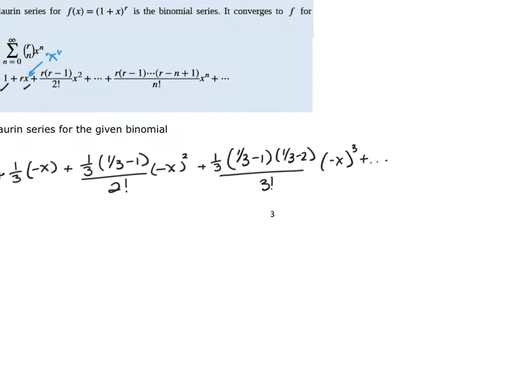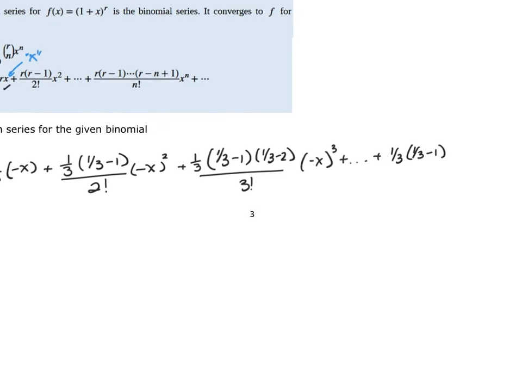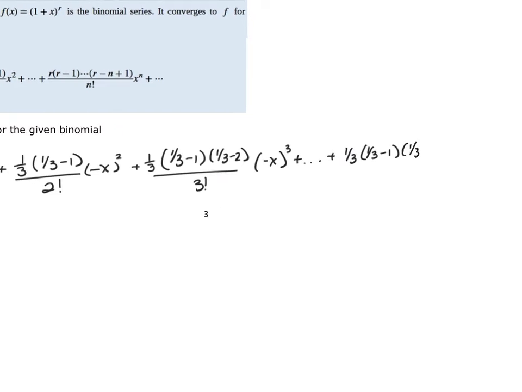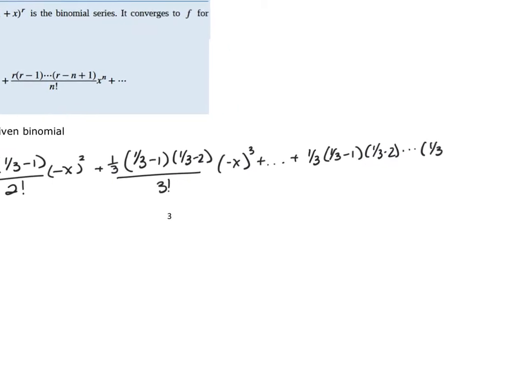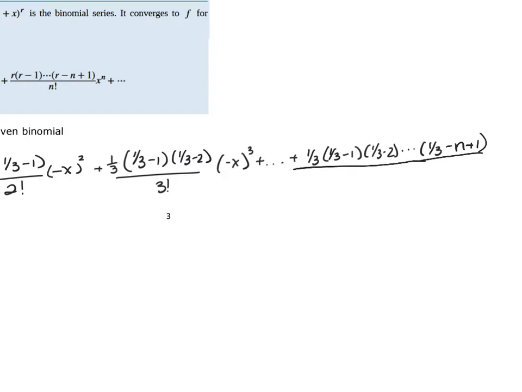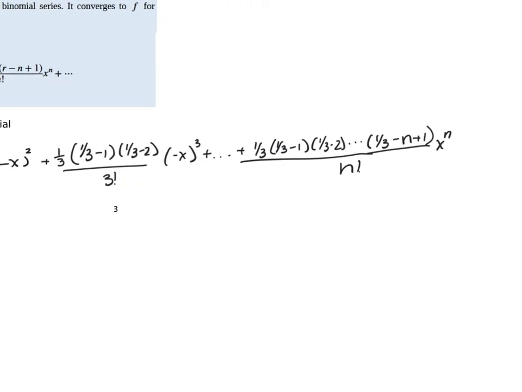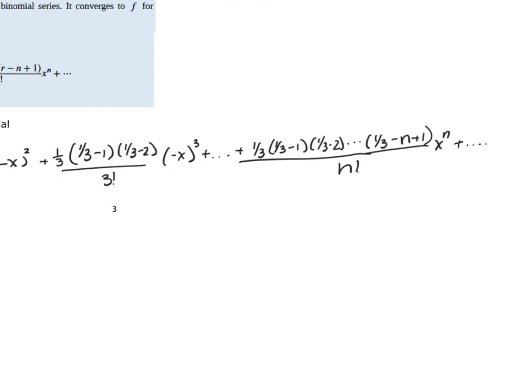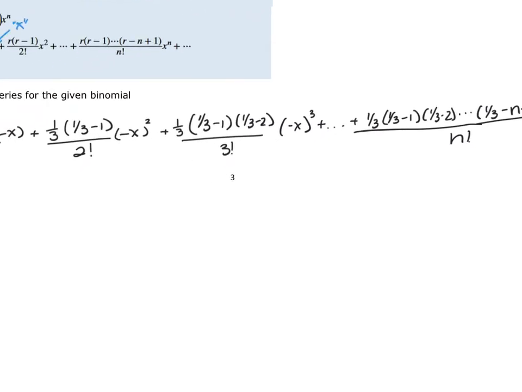Somewhere in there, I would have a term of the form 1/3 times 1/3 minus 1 times 1/3 minus 2, up to 1/3 minus n plus 1, all of this divided by n factorial, times x raised to the n, and this continues. Now, the whole reason we're writing these out is so we can see the pattern recognition.